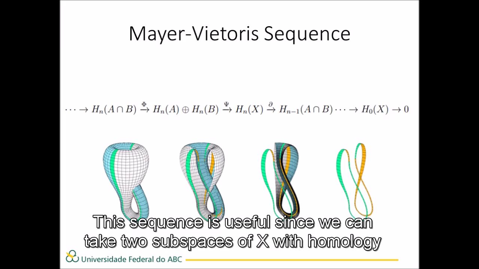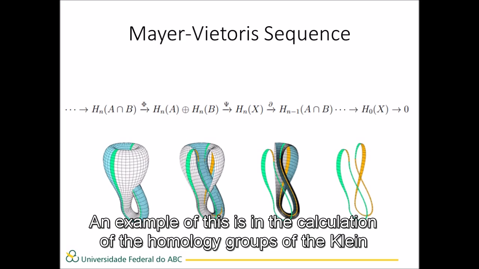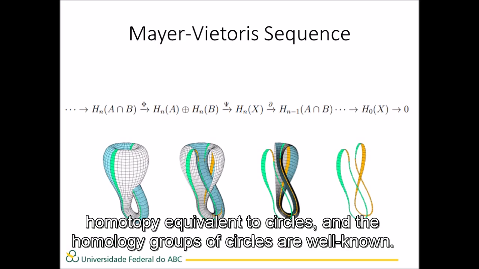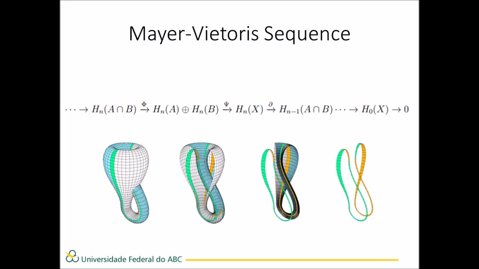This sequence is useful since we can take two subspaces of X with homology groups already known in order to calculate the homology group of X. An example of this is in the calculation of the homology group of the Klein bottle, which can be computed by taking as subspaces two Möbius strips that are homotopy equivalent to circles, and the homology groups of circles are well known. As you can see, the decomposition of the Klein bottle into two Möbius strips is in the image.